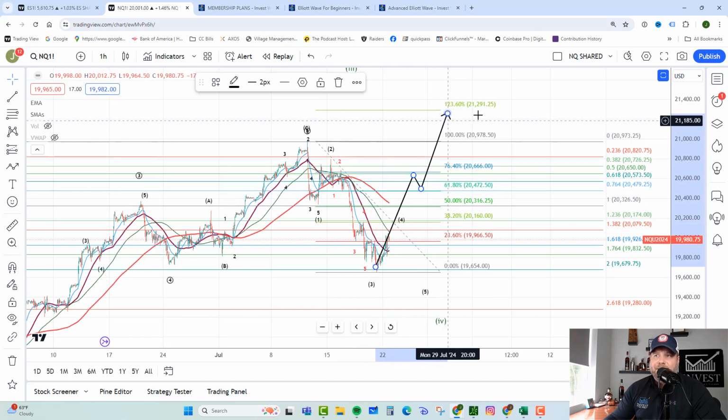If that is the case, we would look for the 21,291 area next.